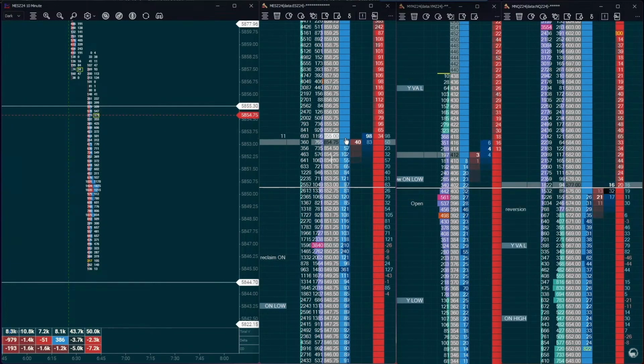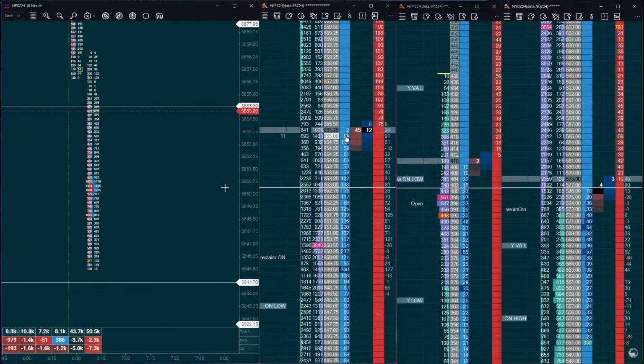You're seeing there I'm hovering here. That's my mouse. I'm hovering to bid the 55s. That was my level of interest from my pre-market plan.